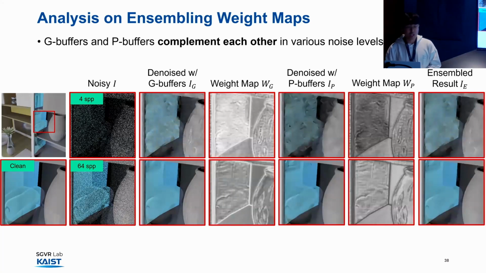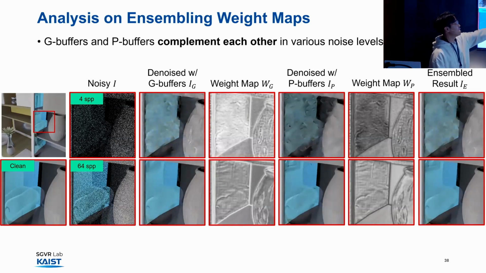However, in both cases, our framework gives more emphasis on better reconstructed results. For low sample counts, our framework gives more emphasis on results on G buffers. On the other hand, our work gives more emphasis on P buffers. So as a result, in both cases, our framework successfully ensembles the results and produces the more enhanced one.